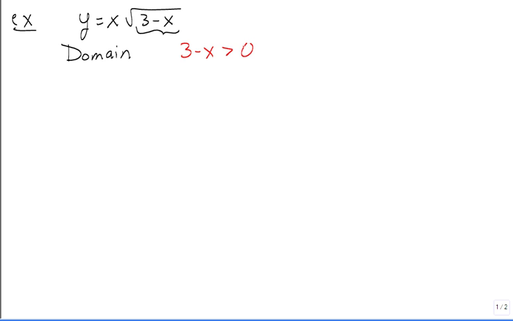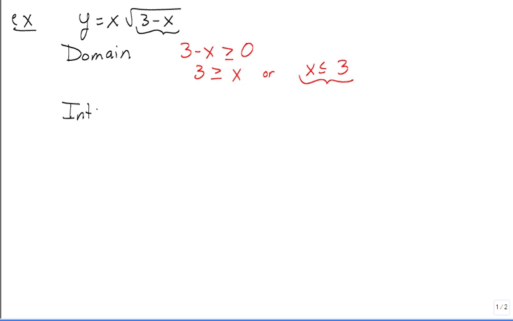And the first example, let's try a difficult one. The first thing you do is find the domain. Now inside here has to be positive. So 3 minus x has to be greater than or equal to 0. It could be 0. So x has to be less than or equal to 3. So that's our domain. Everything to the left of 3.